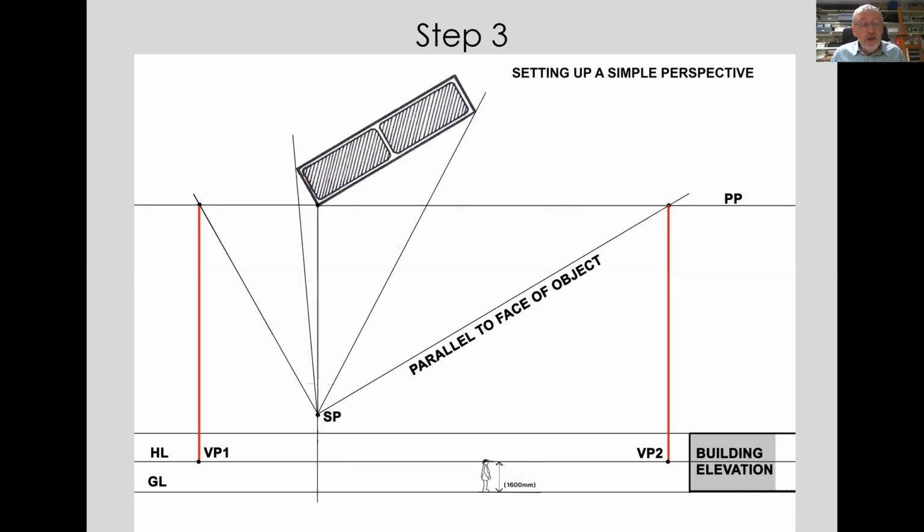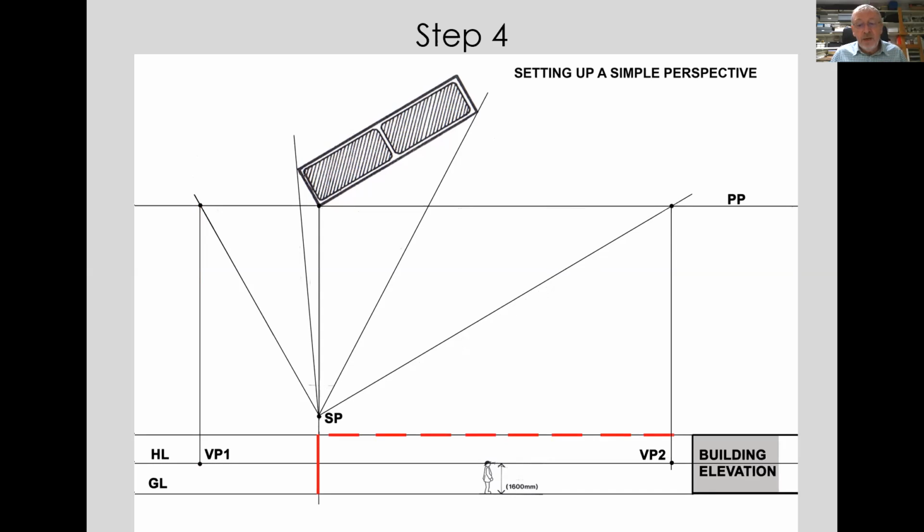So what you need to do is to mark the vanishing points, VP1 and VP2, onto your drawing. And please make sure you've got time to do that by having a pause at this point if you wish to. Don't put the vanishing points on any of the other lines. The vanishing point is always on the horizon line.